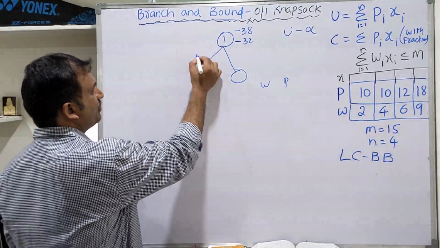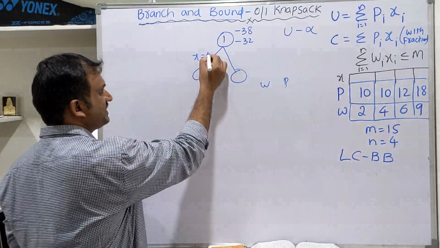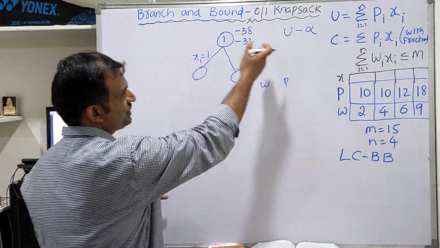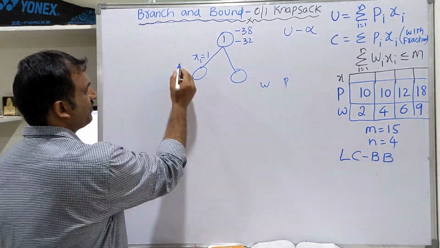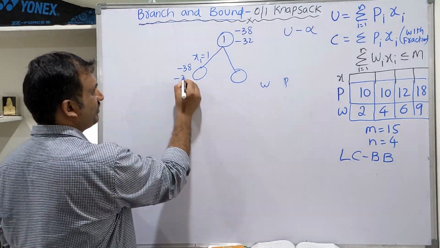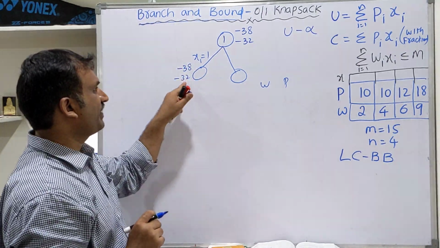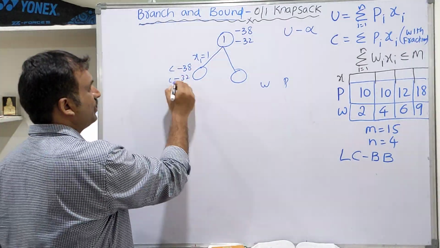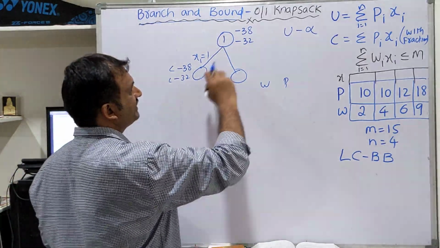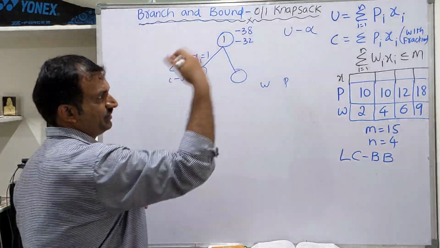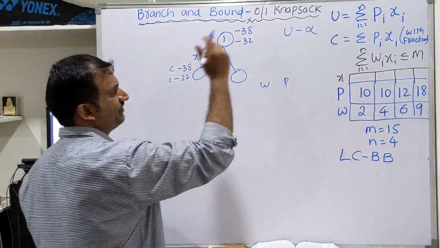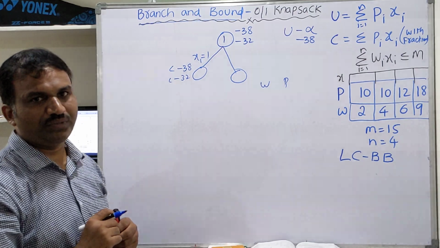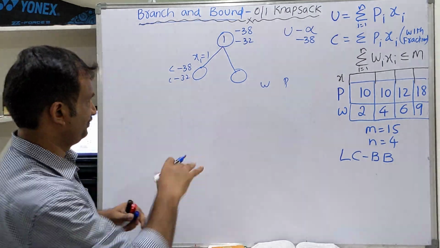In the next step, we consider the first item, x1 equal to 1. Just now we solved considering the first item. The profit is minus 38 and minus 32, where this is without fraction and this is with fraction, that is C and U. Whenever we get the least value, we will update it here. So here we will get 38.